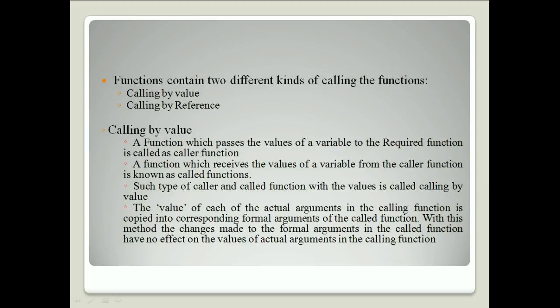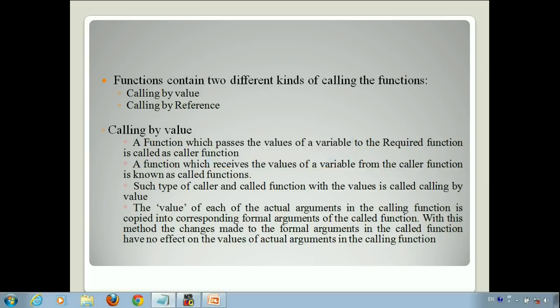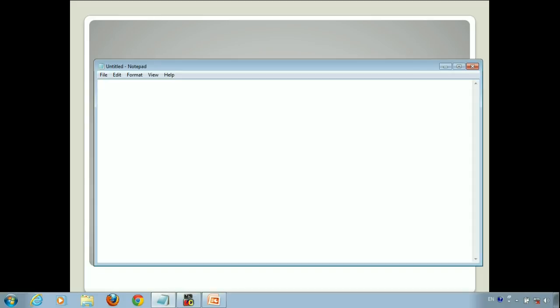In calling by value, the actual arguments send a copy of the values to the formal arguments. With this method, the changes made to the formal arguments have no effect on the values of the actual arguments in the calling function. Let us see an example of the calling by value function. This is the calling by value function.